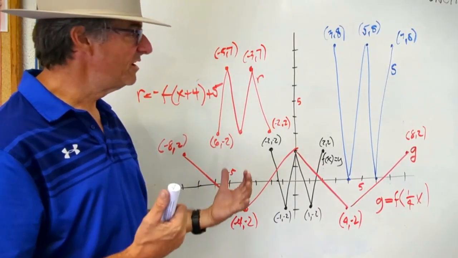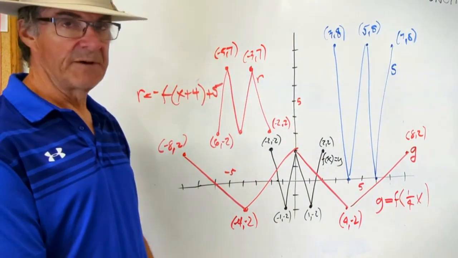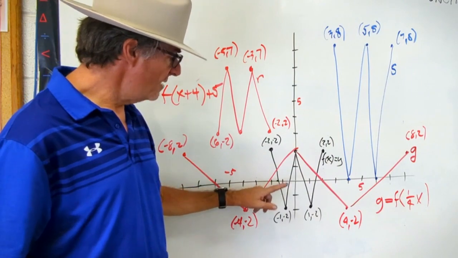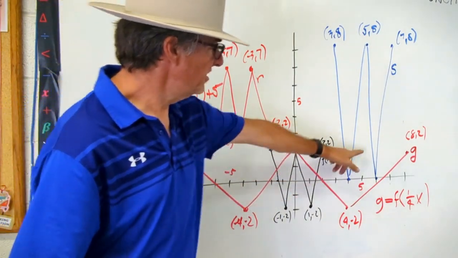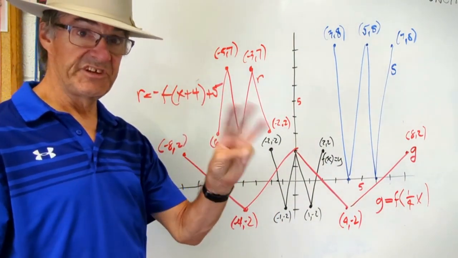Okay, last one. Now we got this big stretched blue W. So I want you to pause the video and first just come up with the transformations that get you from here to here. What are they? All right, we have 3 steps.